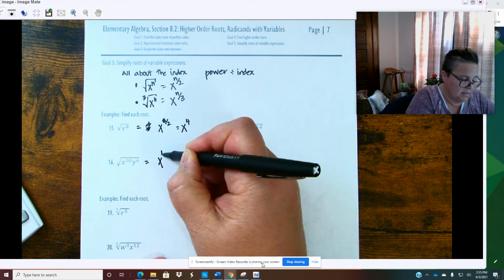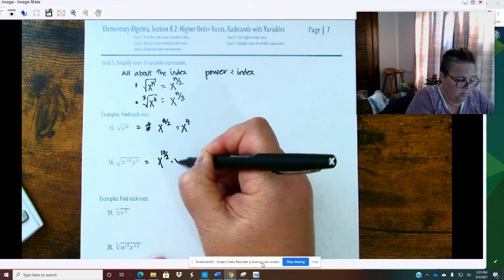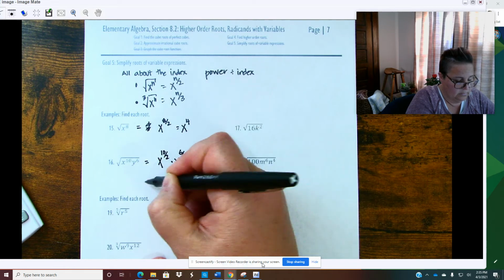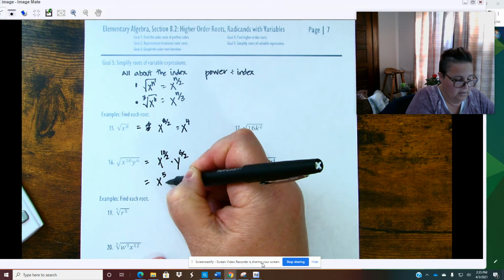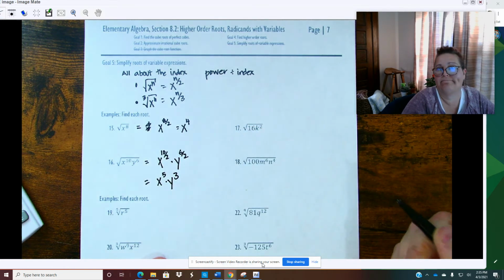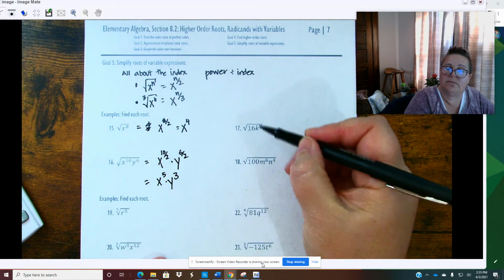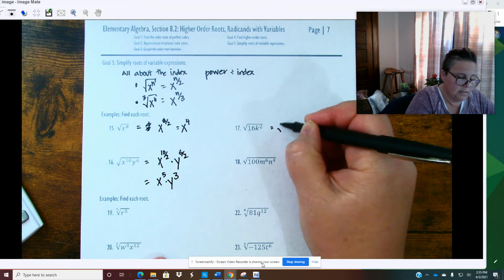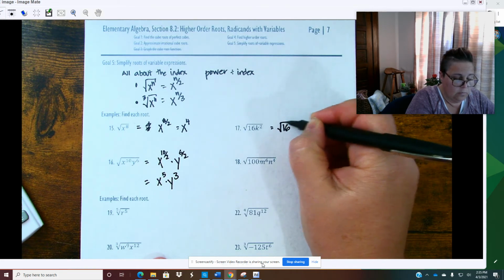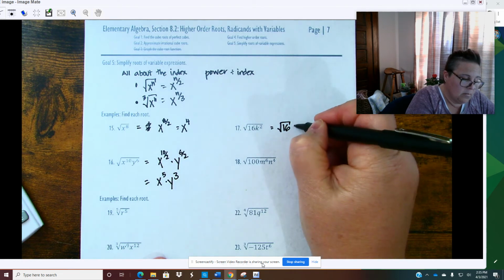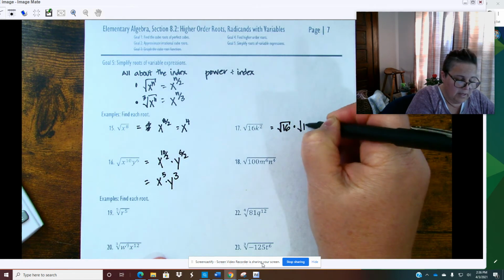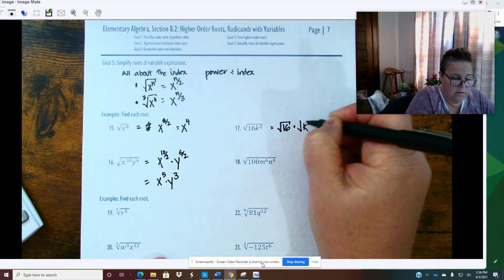This would be x to the 10 over 2 times y to the 6 over 2. This is x to the 5th times y to the 3rd. It's that simple because this is a square root. When we have ones with numbers, we simply break it apart. This is the square root of 16, which I know, multiplied by the square root of k squared. So this is going to be 4 times k to the 2 over 2, or 4 times k.